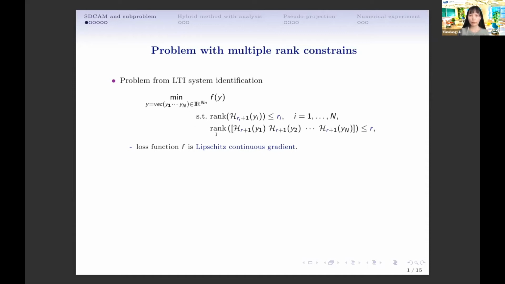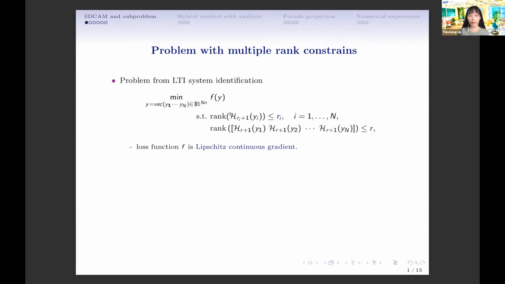And the constraints we have are multiple low rank constraints. So in total, we have n+1 constraints. The first capital N constraints are separable with respect to each variable yi, which belongs to R^n, while the last constraint is a coupling constraint with respect to y1, y2, ..., yn, all the variables.